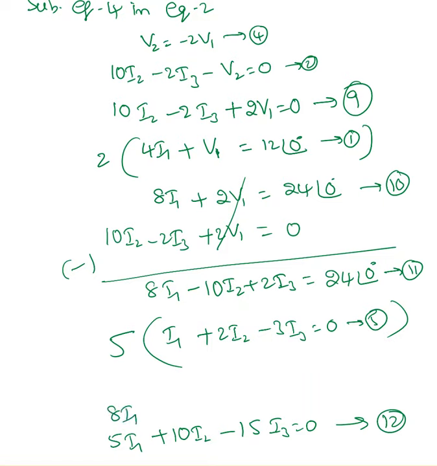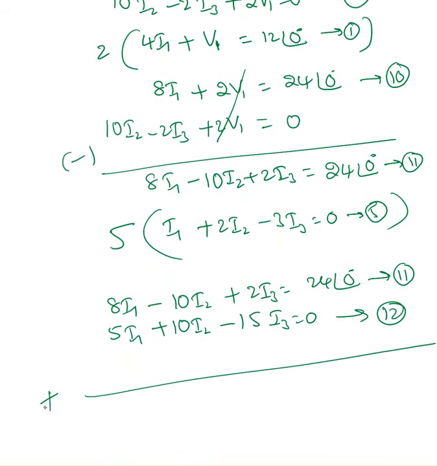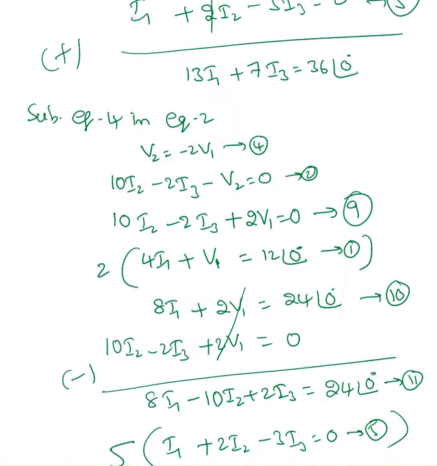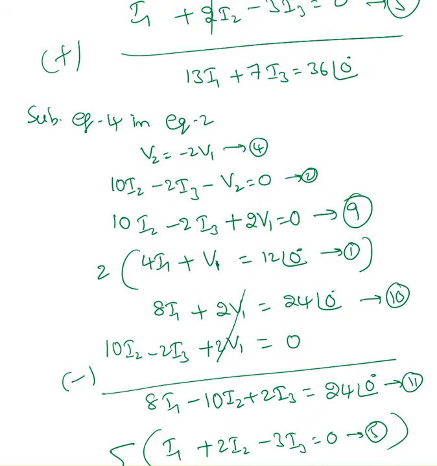Above equation, I have 8i1 minus 10i2 plus 2i3 equal to 24 at an angle of 0. This is equation 11. Now I'm going to add these two equations. I will end up with 13i1, cancel out these two, minus 13i3 equal to 24 at an angle of 0. This is my 13th equation. Okay, so the 13th equation has a coefficient of 13. That's good. Now I have another equation with a relation between i1 and i3.